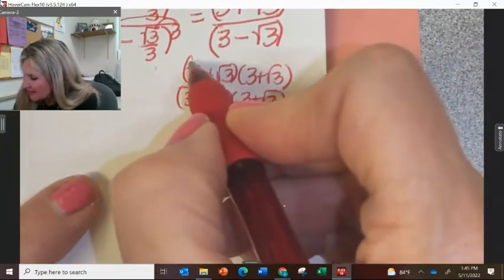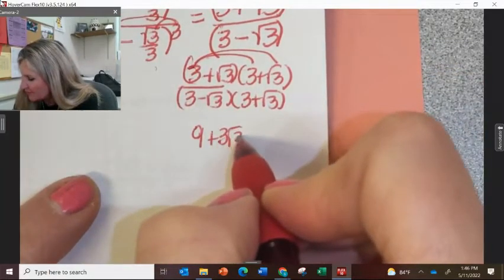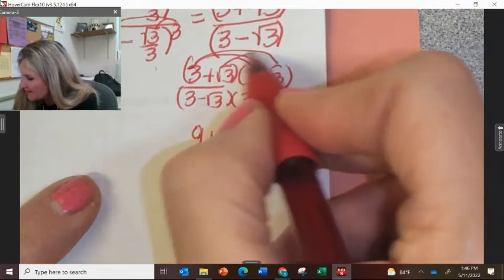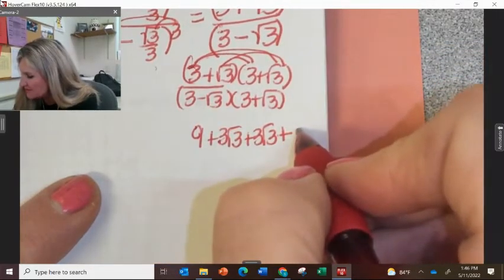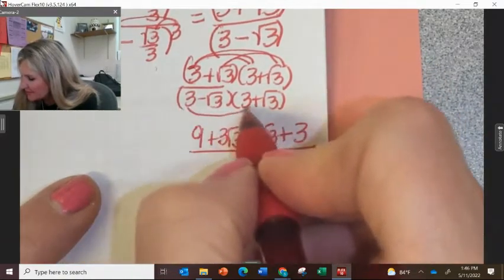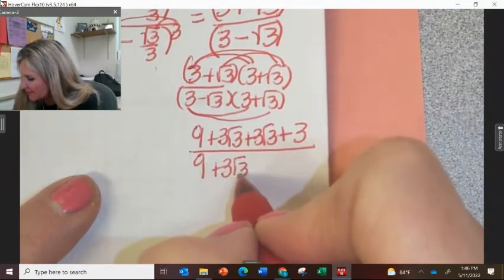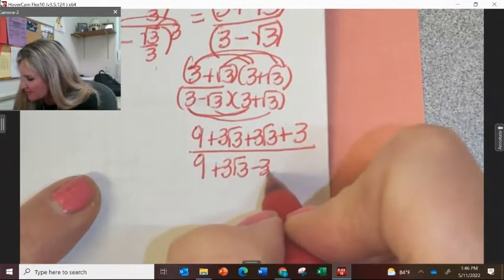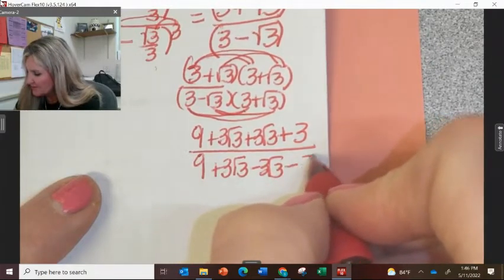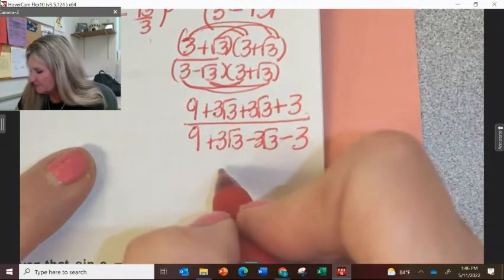So let's multiply out the top. 3 times 3 is 9. The outers give us plus 3 radical 3. The inners give us plus 3 radical 3. And the last times the last gives us what? Plus 3. Good. In the denominator, we get 3 times 3 is 9. The outers give us positive 3 radical 3. The inners give us minus 3 radical 3. And what did the last times the last give us? Minus 3, right? Okay, so what's the top going to simplify to?